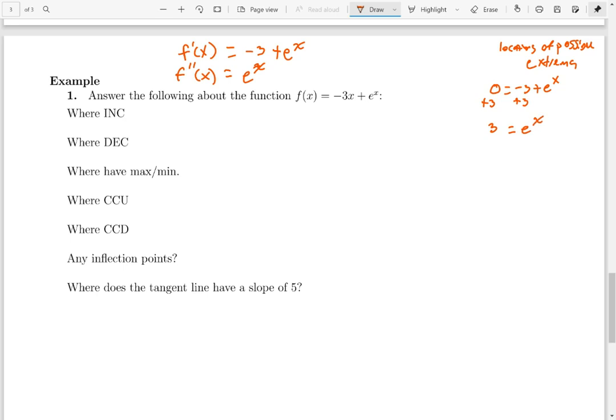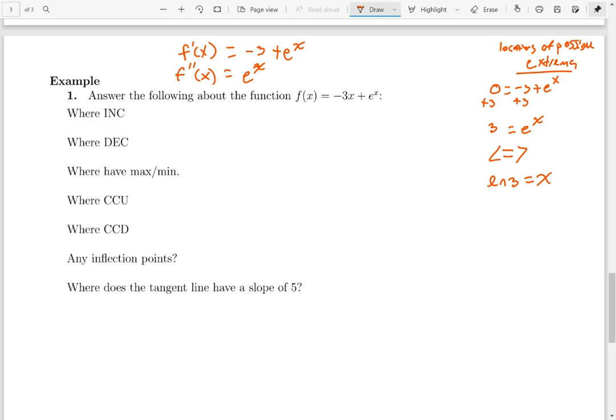At this point, I want to solve for x, and so I'm going to use the definition of natural logs. That is, the natural log of 3 is equal to x. That's specifically a possible location where I have a maximum or a minimum. So where do we have a maximum or minimum?